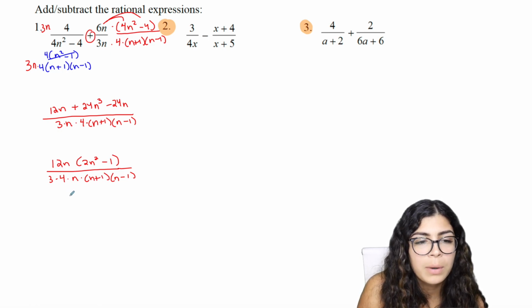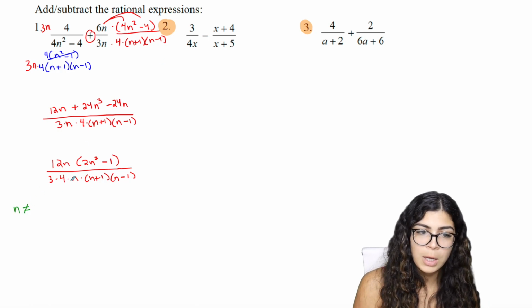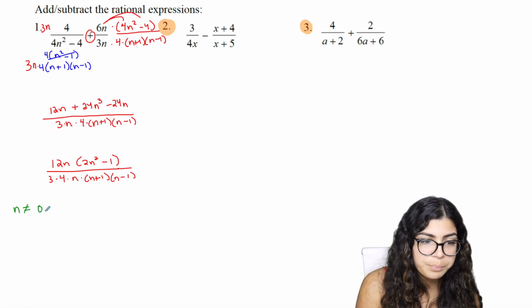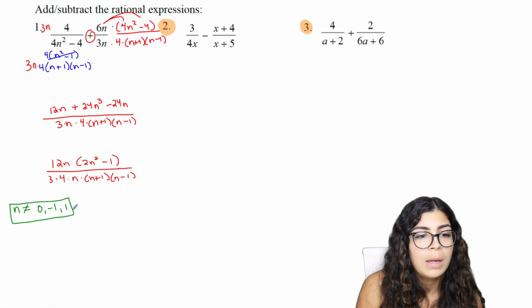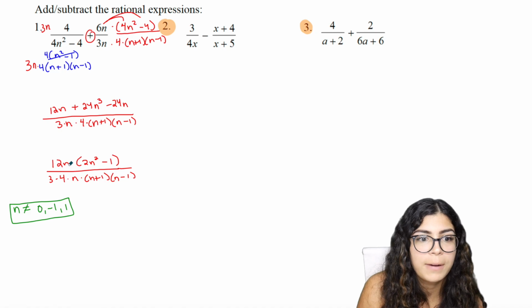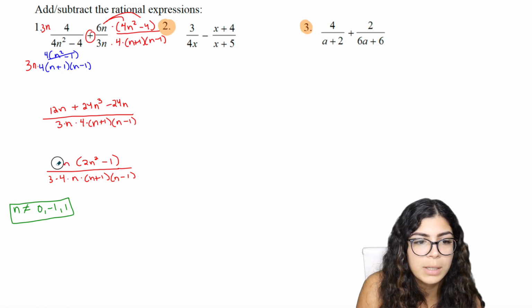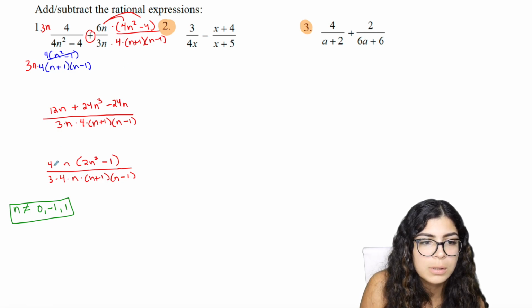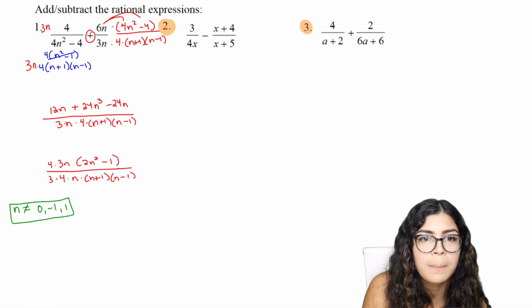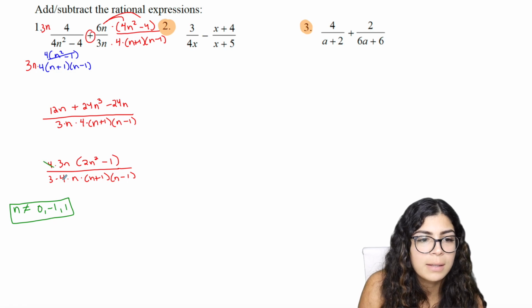So now we're going to go in and write our excluded values before we cancel out any common factors. So n cannot be 0, n cannot be negative 1, and n cannot be positive 1. Now from here, actually, I could have factored 12 is 4 times 3, right? So this is actually 4 times 3, or 3 times 4, same thing.